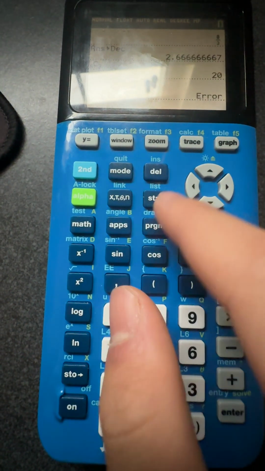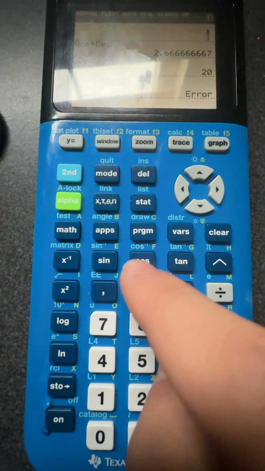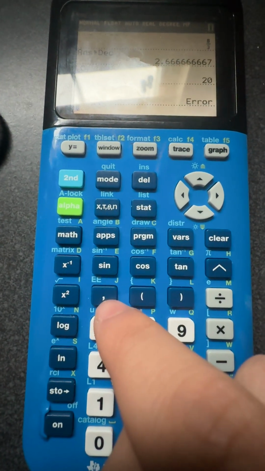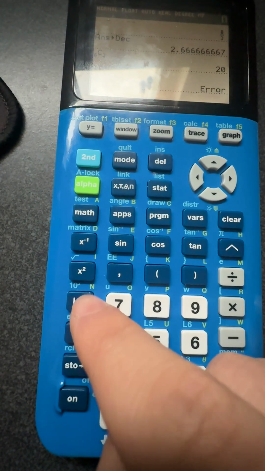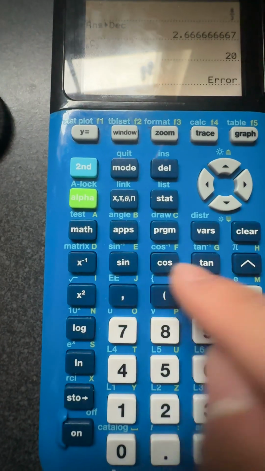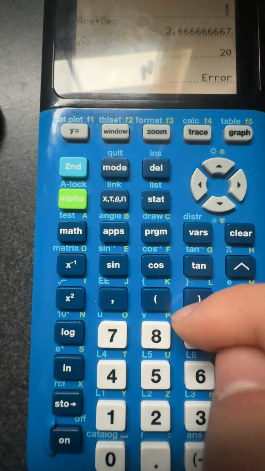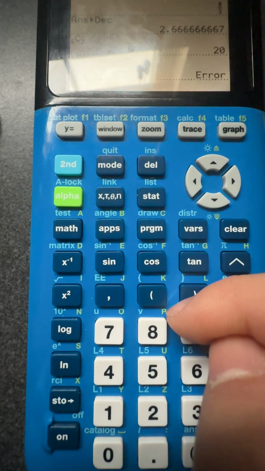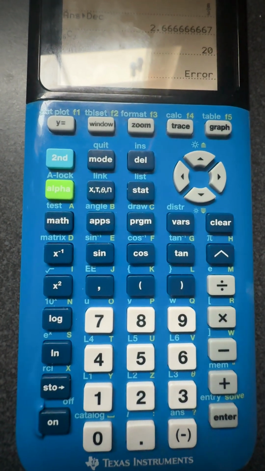Blue, hit second for any of them, and then for all these blue things, there's your log, there's your e natural log, 10 to the whatever, matrix. I don't think we're using matrix, so you don't need to care about that. Yeah, I guess that's it. That was a bad video.